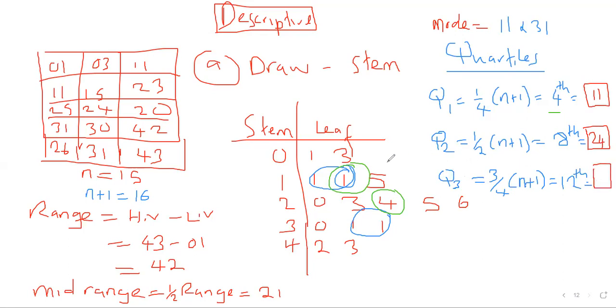31. So this is 8, 9, 10, 11, 12. So this is 31.